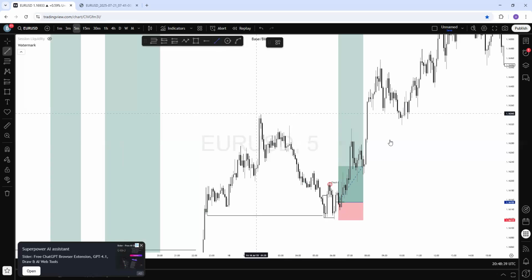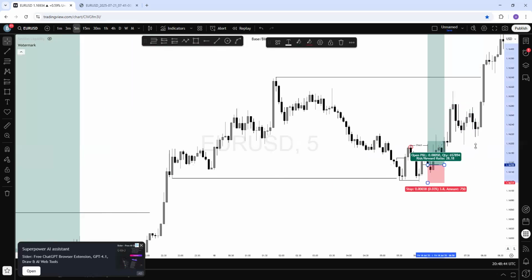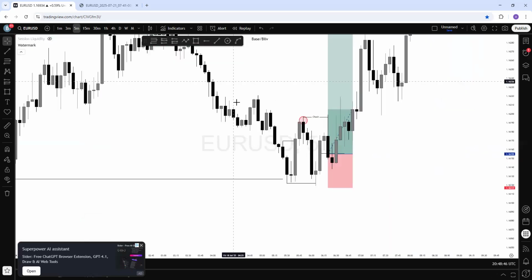But before that, let's look for our confirmation. Our confirmation here. We realize that this point is a protected point. And then this point is a protected point. And then market took it out. Isn't it? So that is change of character.